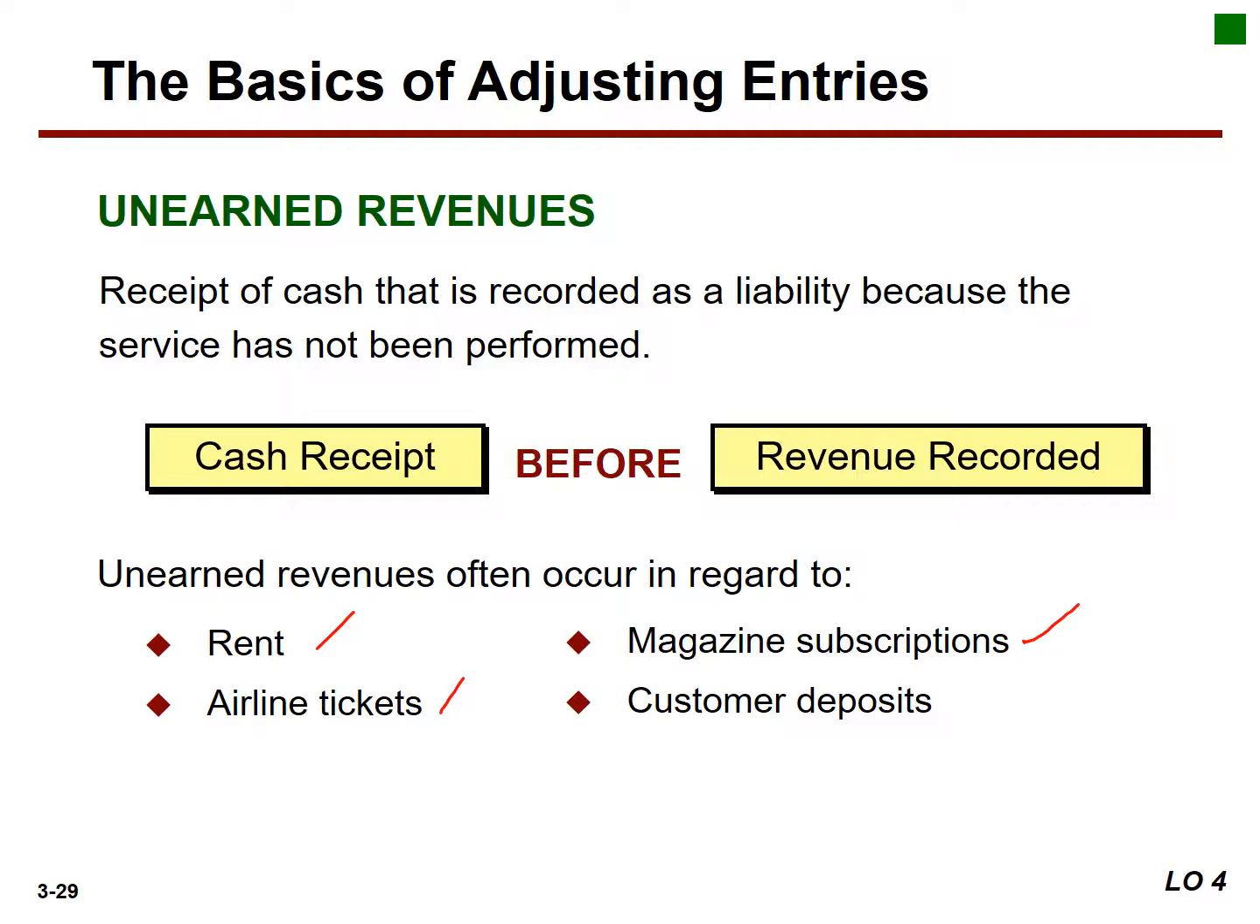To the magazine publisher, that is an unearned revenue. When they mail out the magazines each month, they're going to recognize 1/12 of that amount that we've paid in. Until the end of the year, they would have recognized it in full. And of course, customer deposits would be another example.